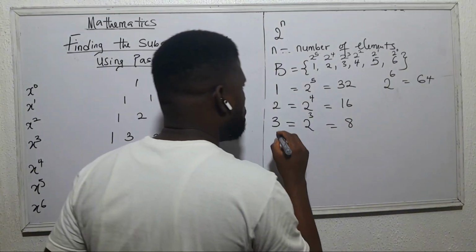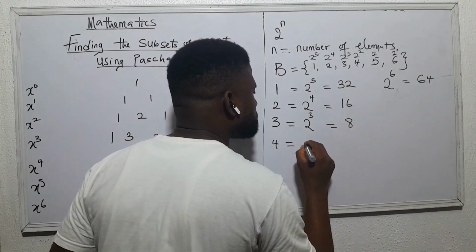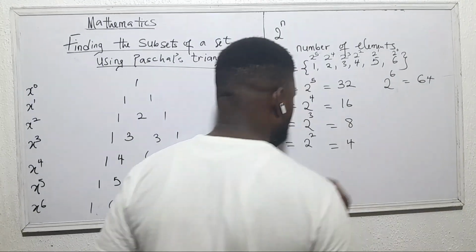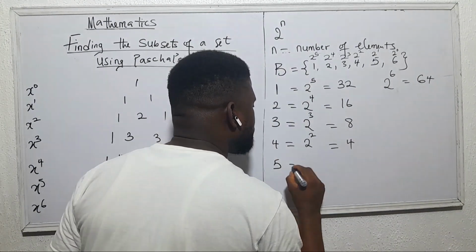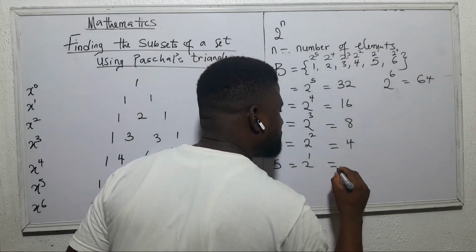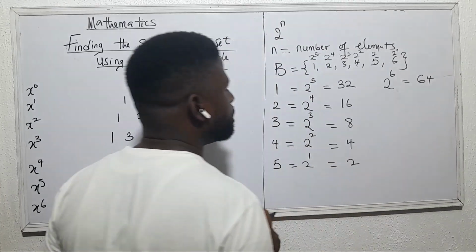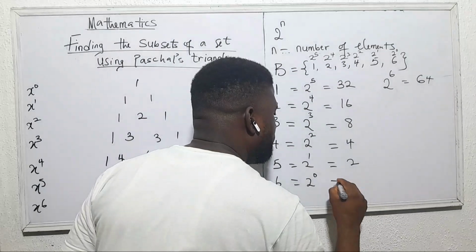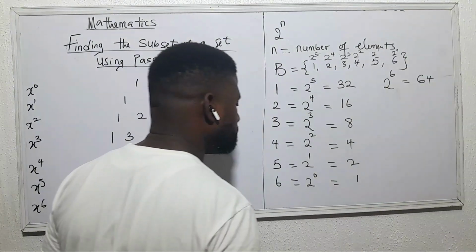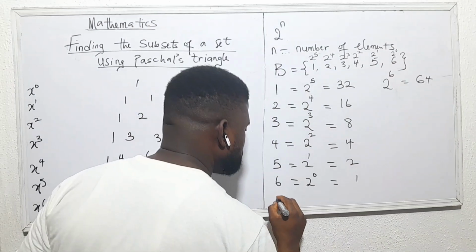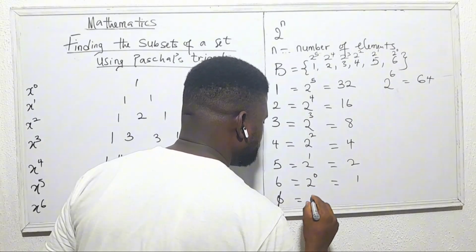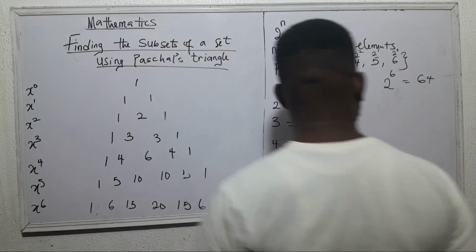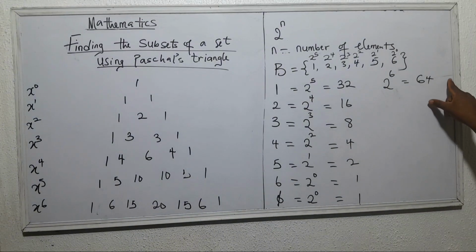When I mark element 3, I will have 2 raised to power 3 number of subsets, which is equal to what? 8. When I mark element 4, I'll get 2 raised to power 2 number of subsets, which will give me 4. When I mark element 5, I'll get 2 raised to power 1 number of subsets, which is equal to what? 2. When I mark element 6, I'll get 2 raised to power 0 number of elements, which is equal to what? 1. And of course, the empty set will give me 2 raised to power 0 also, which is equal to what? 1.